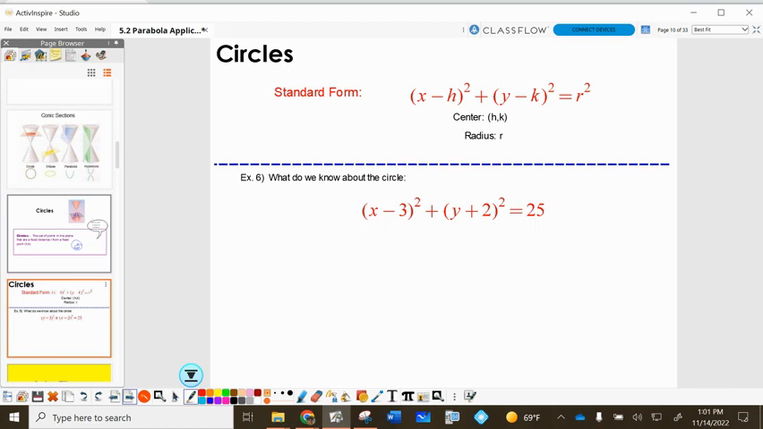So what do we know about this circle? Well, I know its center is at x minus the x coordinate and y minus the y coordinate. Remember, inside lies, that looks like positive 2, but it's actually negative 2. And my radius is going to be the square root of 25, which is 5. So just pulling that information out of the equation.